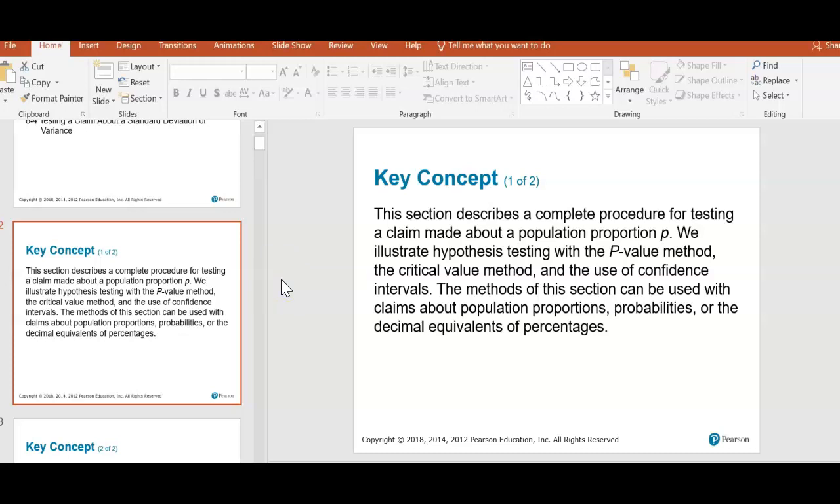All right, so in this section we're going to look at a procedure for testing a claim made about a population proportion. In the next section we're looking at claims about means, so it's going to be pretty similar. So we're going to do hypothesis testing using both the p-value method and the critical value method, which were talked about in that section 8.1. And we're going to look at using confidence intervals. So you can use these methods with claims about population proportions, probabilities, or percentages.